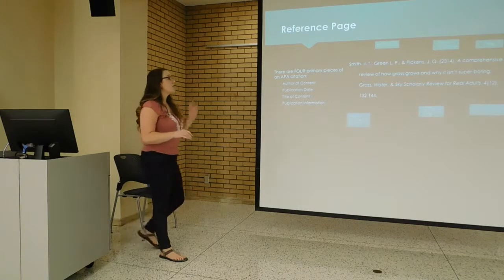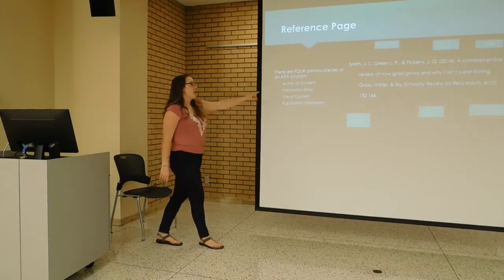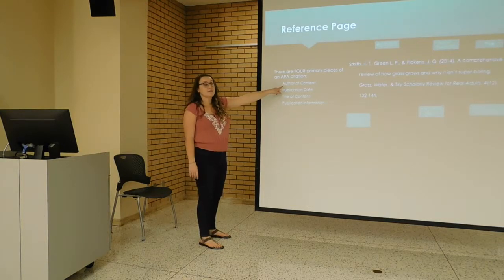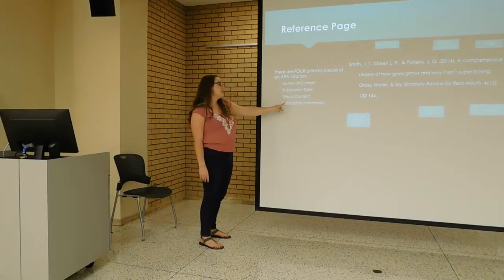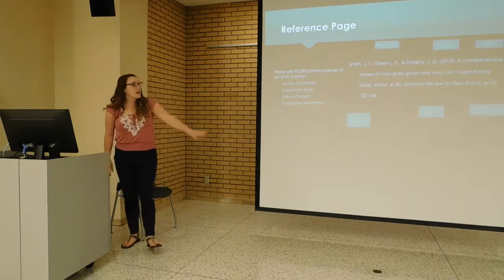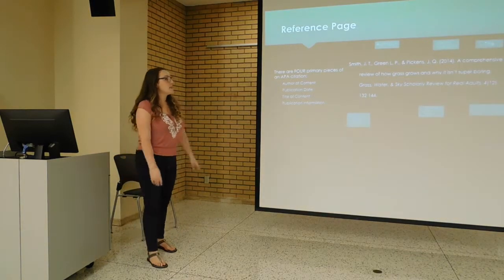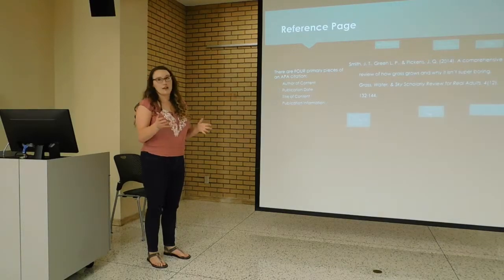So there are 4 primary pieces of an APA citation. You're going to have the author of your content. You're going to have the publication date right after that. You're going to have the title of your content. And then you're going to have the publication information following that. So I've actually put an example of an APA source over here, or reference, and we're just going to take a look at it real quick.